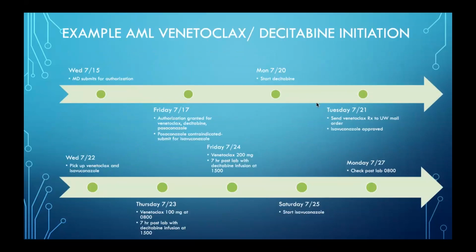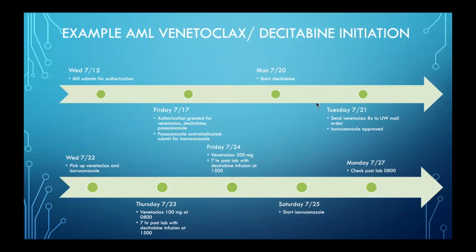This is an example of how complicated it can get, just with the timeline. So this is an AML patient getting venetoclax with cytarabine. Once again, this has gotten a little easier since manufacturers now are at least routinely approving this. But it is still just complicated whenever you're thinking about when you get approval for venetoclax, when you get approval for decitabine. This patient had a contraindication to posaconazole. The most common one, I would say, is another drug interaction or QTc prolongation.